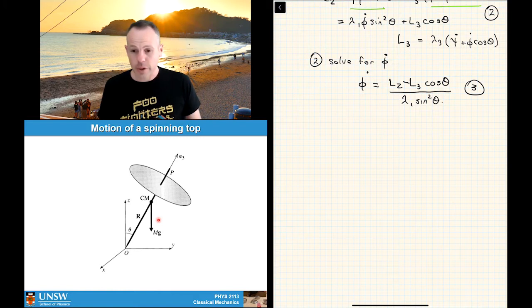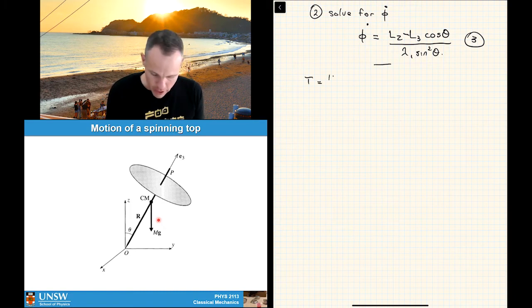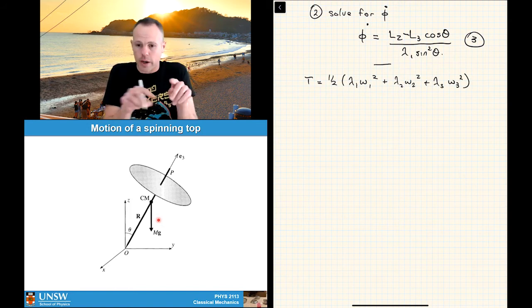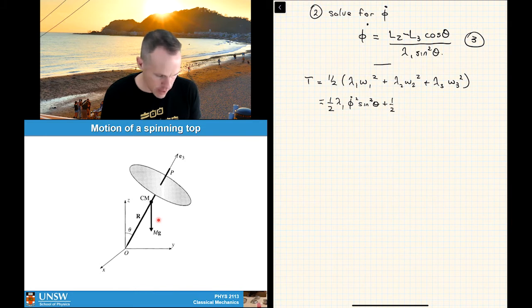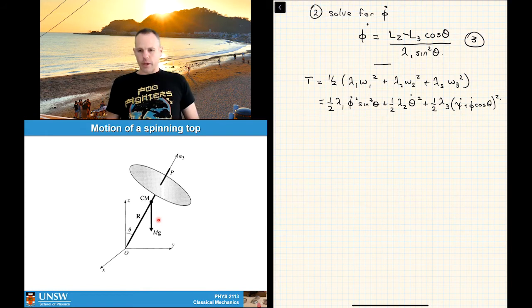Okay, so we're going to do this with a Lagrangian. And so, normal approach, we're going to want a kinetic energy. Because we're dealing with principal axes, we can write this fairly straightforwardly. It's a half lambda 1 omega 1 squared plus lambda 2 omega 2 squared plus lambda 3 omega 3 squared, like so. This is using the expression we got yesterday, omega dot L. And we can fill our terms into this. So this is going to be a half lambda 1 phi dot squared sine squared theta plus a half lambda 2 theta dot squared plus a half lambda 3 psi dot plus phi dot cos theta squared. Okay? Rather complicated equation, but we can pull all the terms into this.